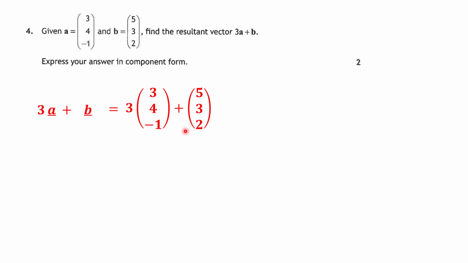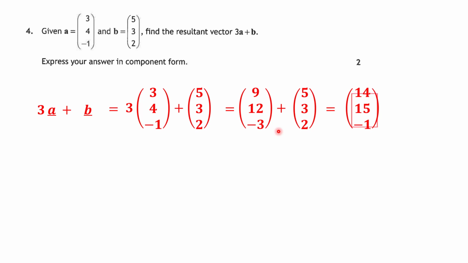So we have to multiply every number here by 3. That gives us 3 by 3 is 9, 3 by 4 is 12, and 3 times negative 1 is negative 3. And all we need to do is add the other vector (5, 3, 2) onto this one here. So 9 and 5 makes 14, 12 and 3 is 15, and negative 3 plus 2 is negative 1. So the final answer is (14, 15, -1).